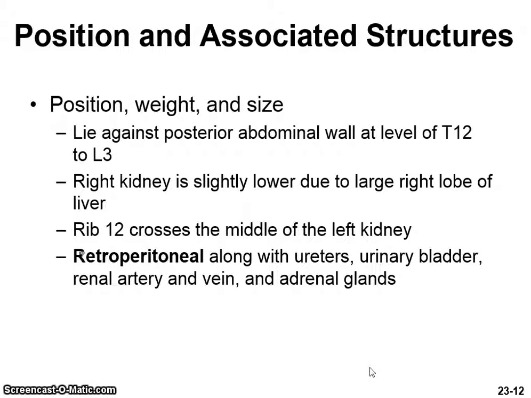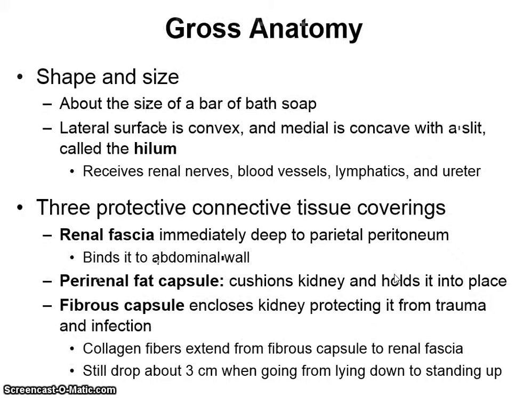Position, weight, and size: the kidneys lie against the posterior abdominal wall at level T12 to L3. The right kidney is slightly lower due to the large right lobe of the liver. Rib 12 crosses the middle of the left kidney, and the kidneys are retroperitoneal, as in behind the peritoneal cavity, along with the ureters, urinary bladder, renal artery, vein, and adrenal glands.